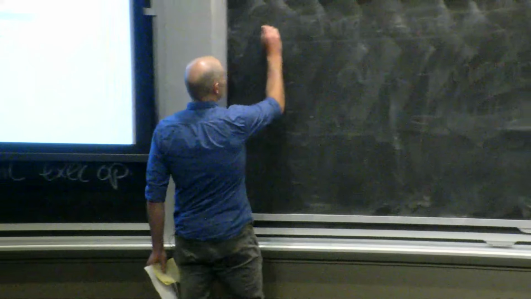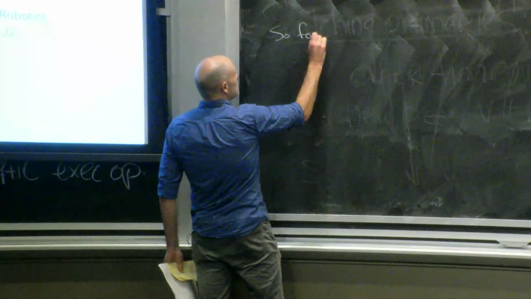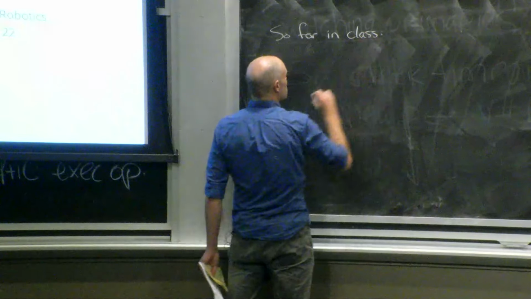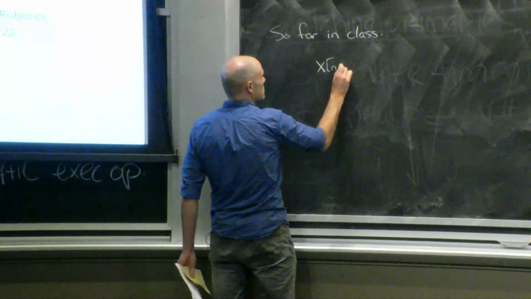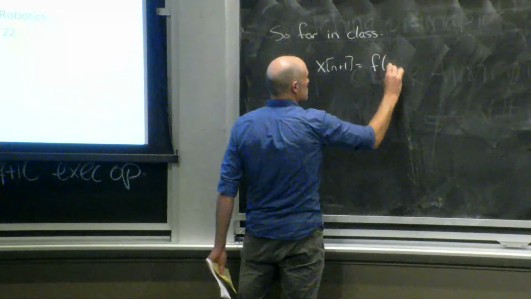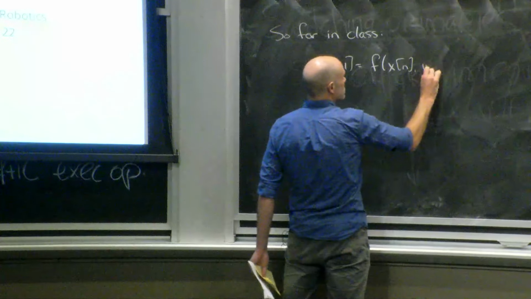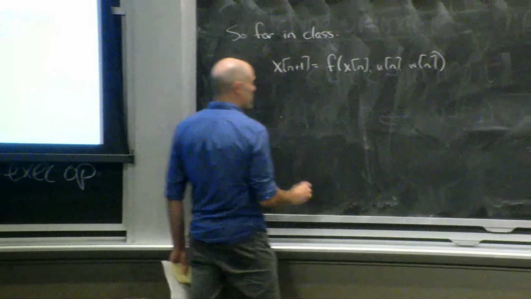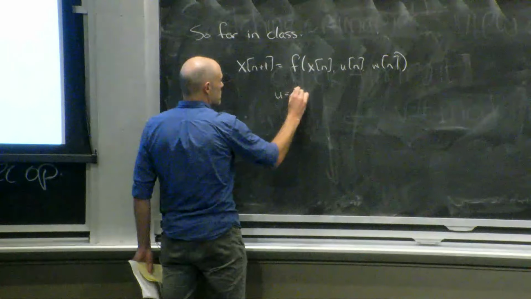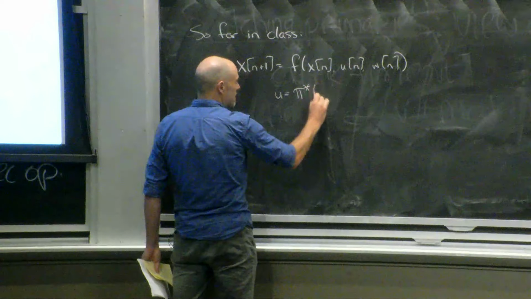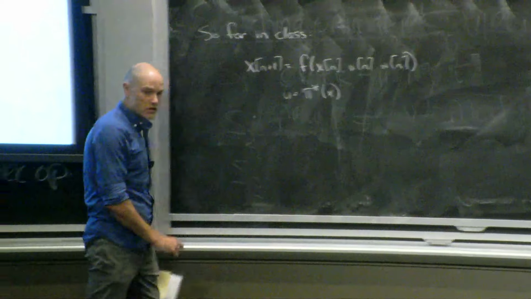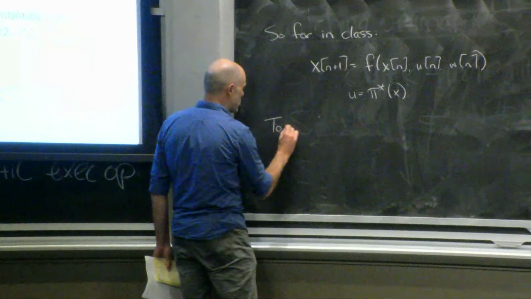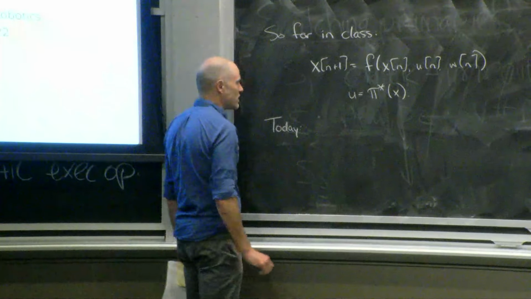So far in class, we've been saying we have some state space equation. We started adding some W's in there, right? And then we're going to come up with a controller that, if we're doing well, maybe is even an optimal controller, that's U as a function of X. Okay, today we want to generalize that in an essential way.